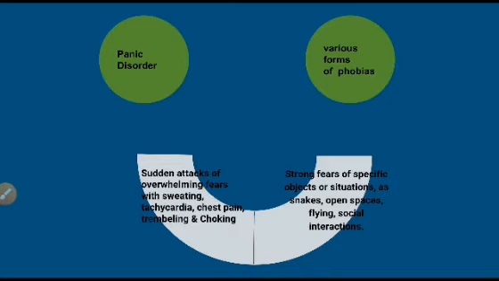And another form is the various forms of phobias. So phobias also come under it. Phobias can be strong fears of specific objects or situations, as for example snakes, open spaces, flying, social interactions, height, etc. So these are various phobias which are there. Likewise, there are many types of anxiety, or you can define the anxiety in many ways.